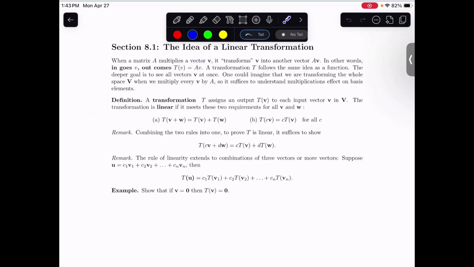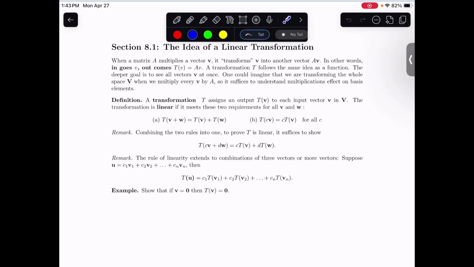And so a transformation T assigns an output T sub V to each input vector V in your vector space uppercase V. The transformation is linear if it meets these two requirements for all V and W. So it has to distribute over addition. So it's a linear transformation if you have T of V plus W is equal to T of V plus T of W. So T has to distribute over addition, like a derivative or like an integral or something like that.